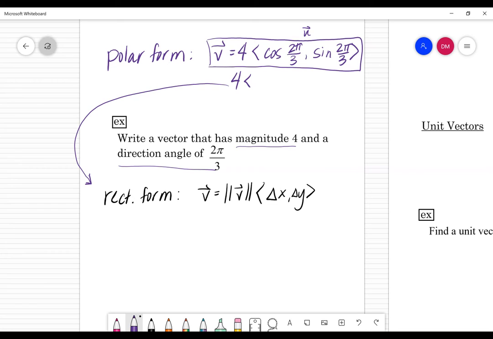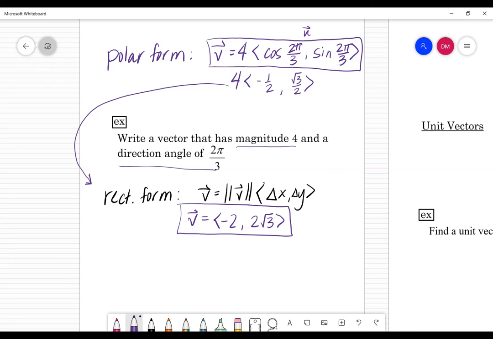To get this into rectangular form, this is where we need to remember our unit circle a little bit. Cosine of 2 pi over 3: well, 2 pi over 3 is in the second quadrant, so that makes cosine negative 1/2. And in the second quadrant, sine is positive, so that would make this a positive root 3 over 2. Then if I distribute that through to simplify a little bit, I get rectangular form for v as negative 2, comma, 2 root 3. So this right here would be good for your rectangular form.